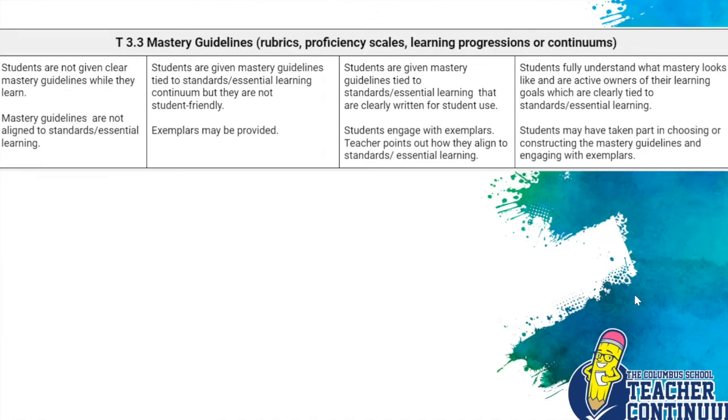The third subtopic of standards is mastery guidelines. Mastery guidelines is a term used to describe all of the tools that teachers use to keep students informed about their learning. This can include rubrics, proficiency scales, learning progressions, or continuums. Take a moment to read the 4 boxes and type some ideas of what this might look like into the Edpuzzle.